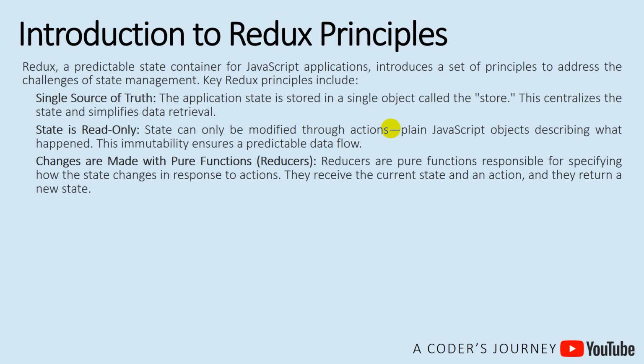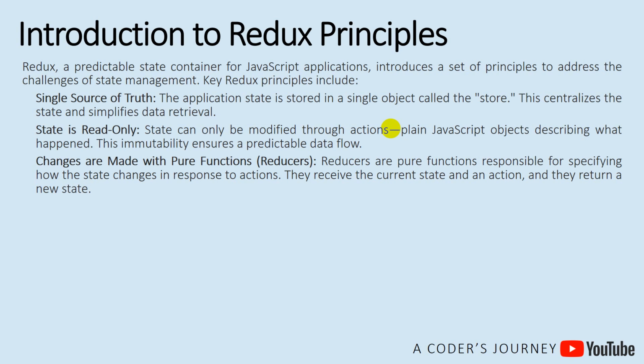Changes are made with pure functions, also called reducers. Reducers are pure functions responsible for specifying how the state changes in response to actions. So, some action occurs, right? Actions are plain JavaScript objects. And some reducers or pure functions are in charge of specifying how the state changes in response to these actions. They receive the current state as the input and the action, and they return a new state. A new state, the state is read-only. It doesn't change. It is immutable.